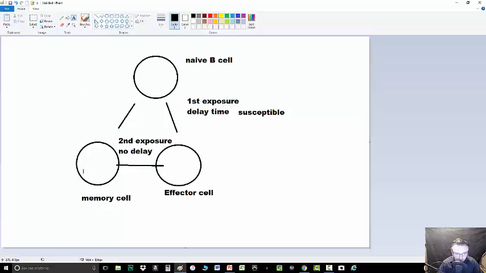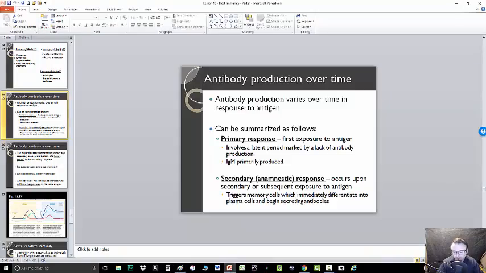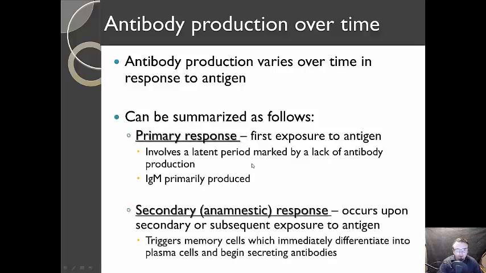So this is what I'm getting into now in a little bit more detail, and that's what this whole topic here is about. Okay, so the first time we're exposed, we call this the primary response, and it involves a latent period, and that's the delay. So the technical term there is called a latent period. That's that delay. Marks a lack of antibody production because of the delay time.